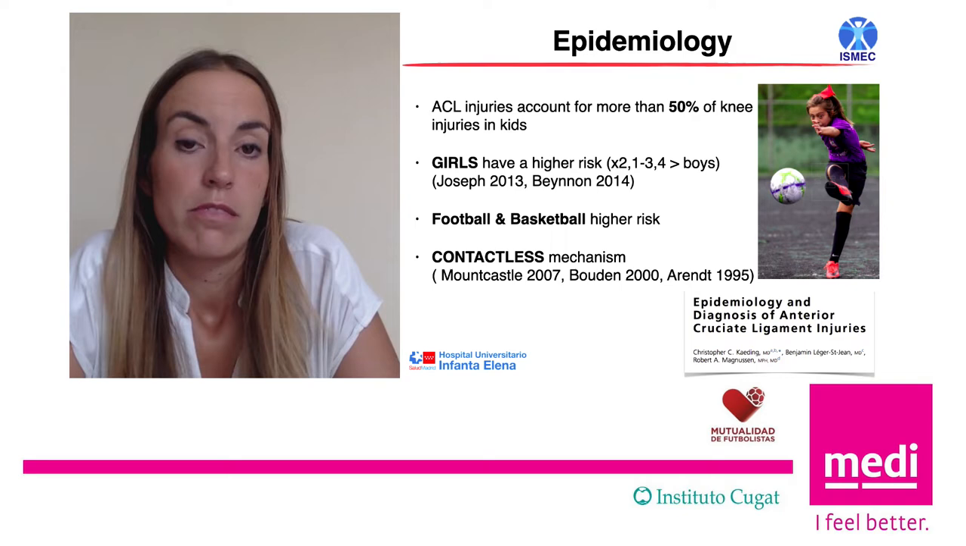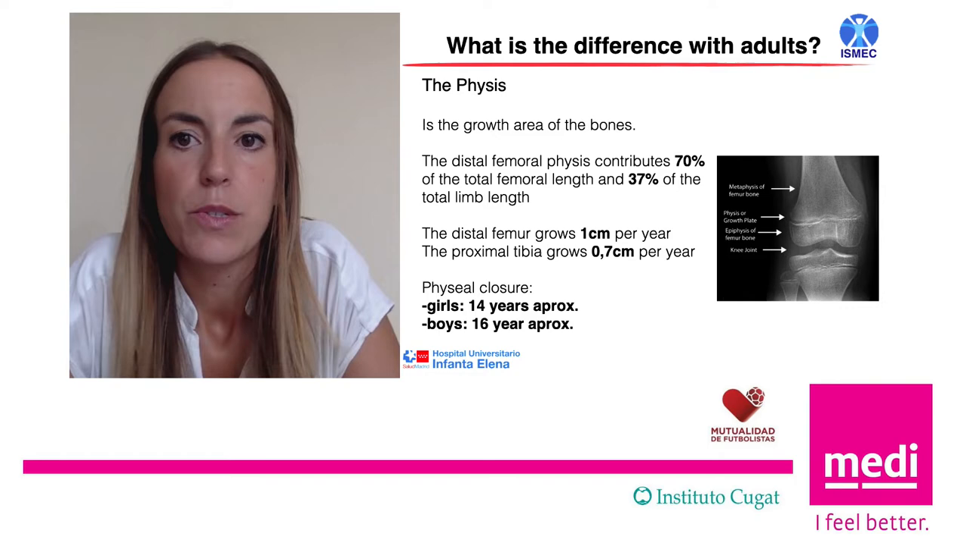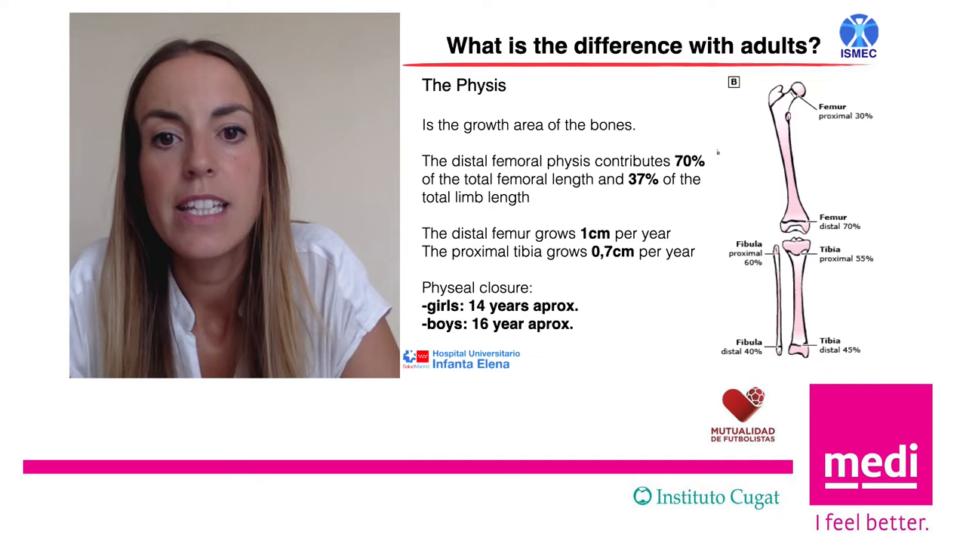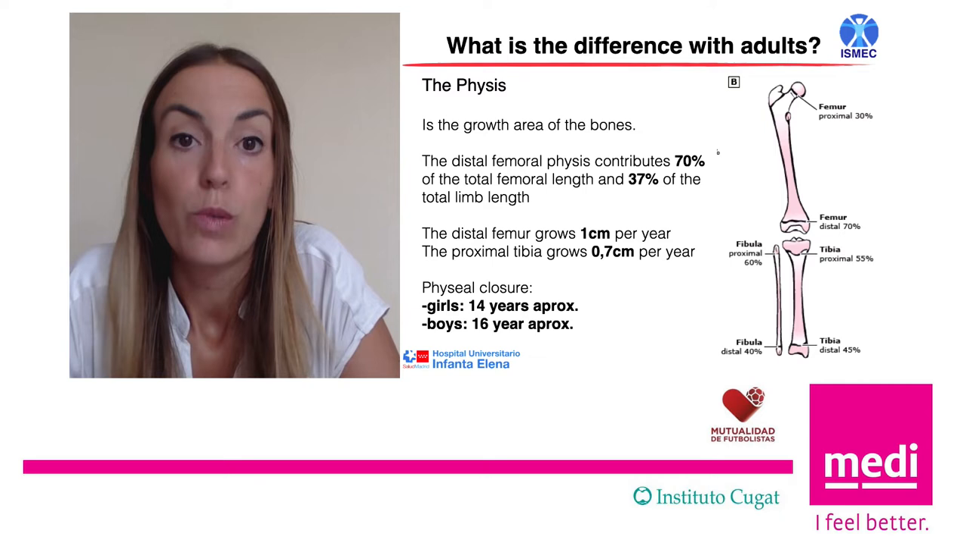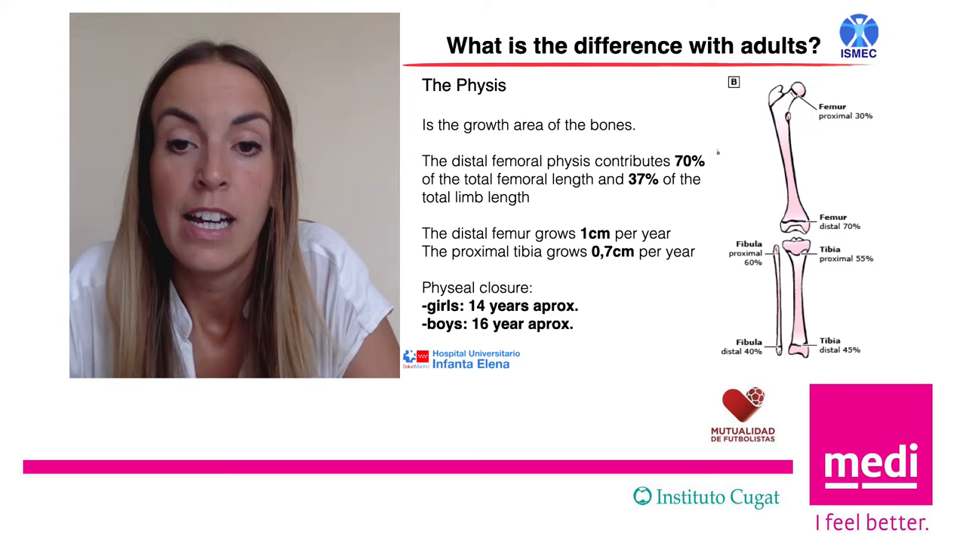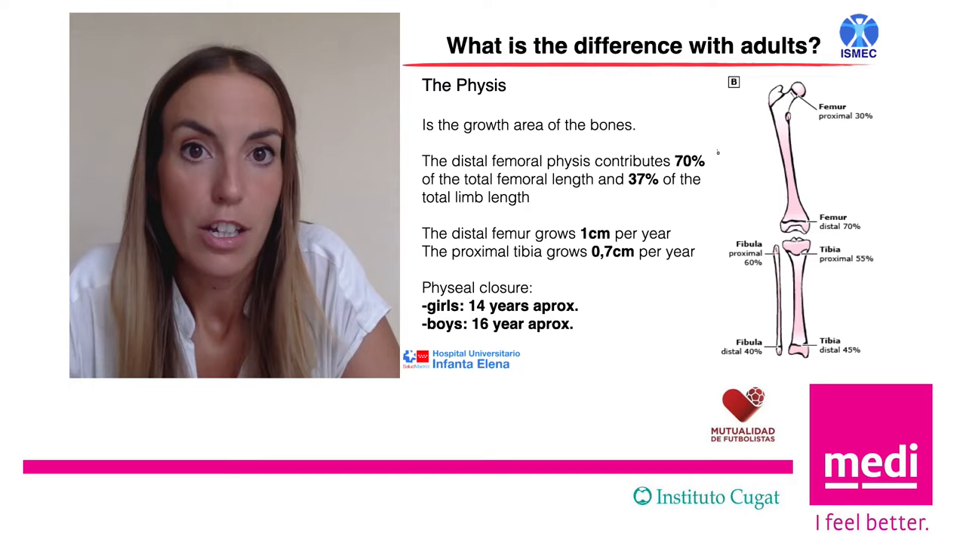And what is the main difference with adults? Well, the physes, which are the growth areas of the bones. The distal femoral physis contributes 70% to the total femoral length. So if we damage these physes, we are going to cause a growth disturbance. And it also accounts for 37% of the total limb length. So we have to take care not to damage these physes.